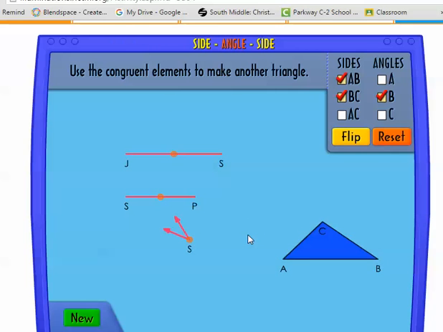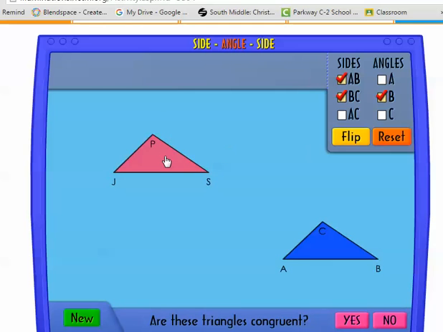So we'll try this again, the exact same measurements. We have side JS, angle S, and then side SP. If I use those exact side measurements, that angle measurement, when I get my second triangle, we find that we've created a triangle that is congruent to the first.